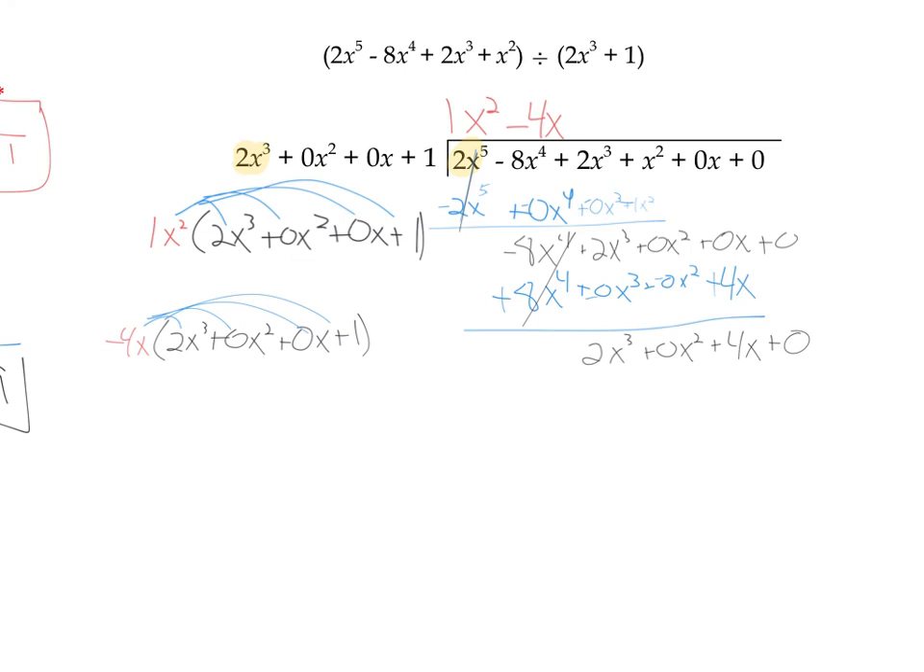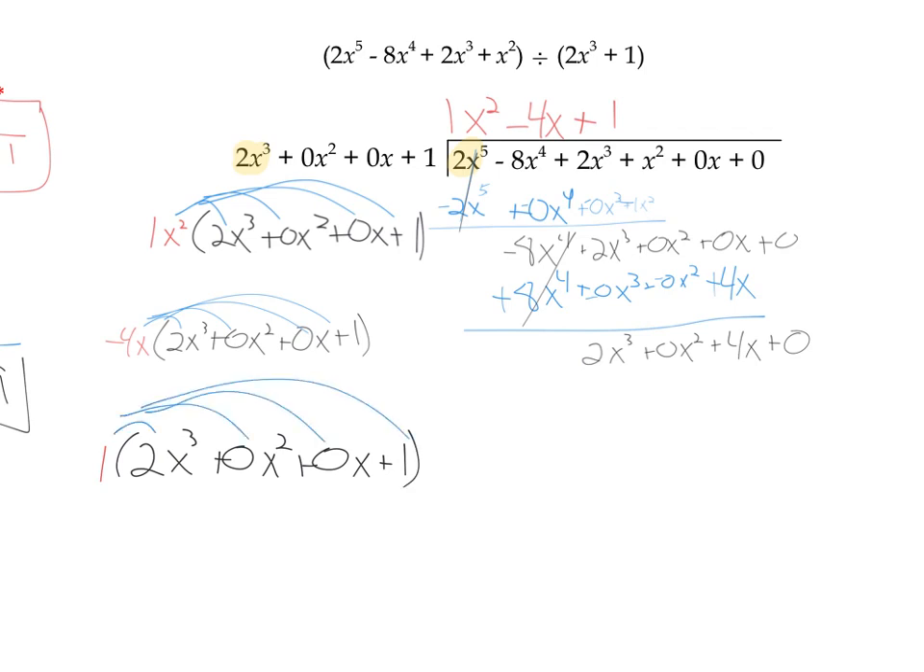Now we do the whole process over. First term, how do I turn a 2x to the third into a 2x to the third? Well, I just need to multiply that by a 1. Just a plain old 1. So then off to the side, I'll take that 1, and I'll distribute that into my divisor of 2x to the third, 0x squared, 0x, and 1. When we do our distribution, we will get 2x to the third, 0x squared, 0x, and a positive 1.